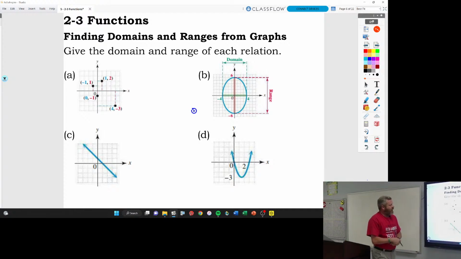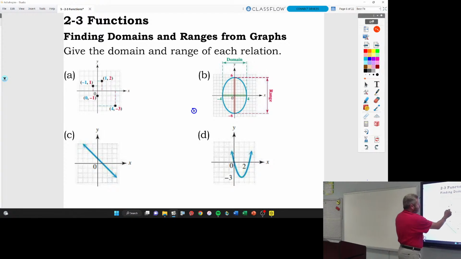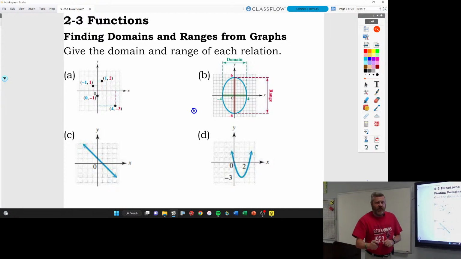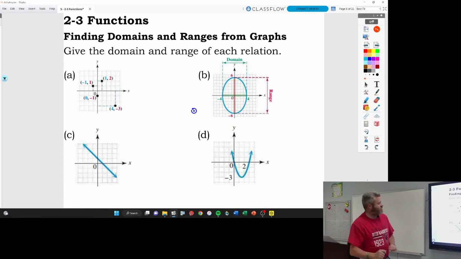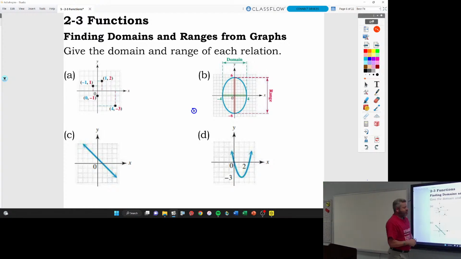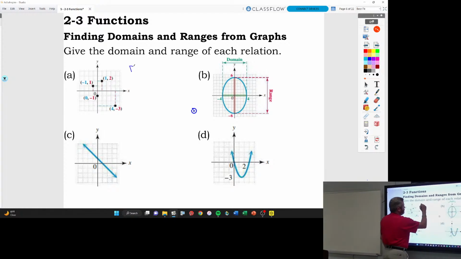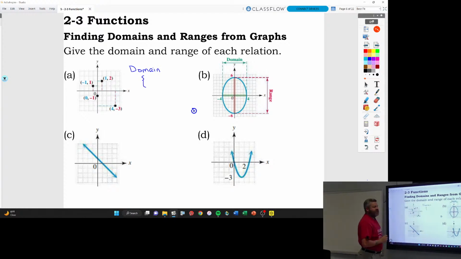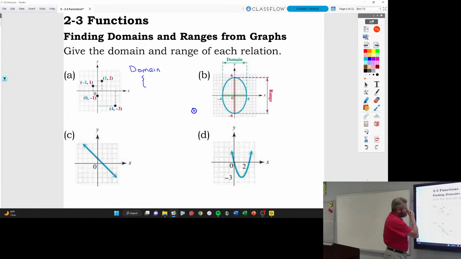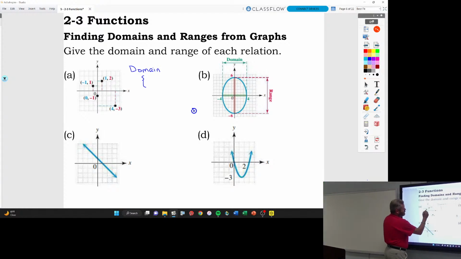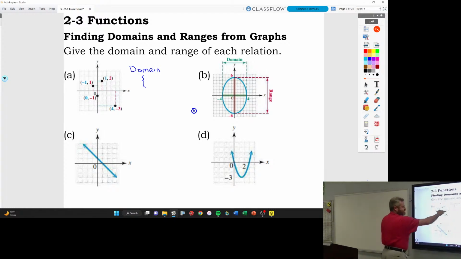If you'll notice in part A, we have 4 distinct points. Because I only have 4 points, I can get the exact domain and range from those 4 points. So the domain. Remember, the domain is the set of x values, and that's the first number in an ordered pair. Going from small to large, we're talking about the x-axis, the horizontal, so we'll read from left to right.